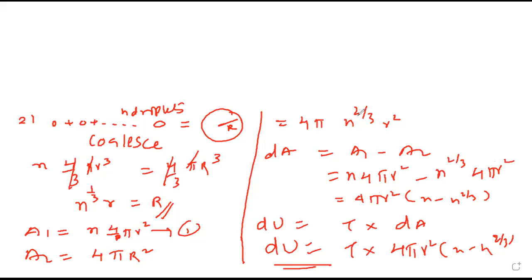So two formulas you have to remember. When a drop becomes droplets, then T into 4 pi capital R square, n raised to 1 by 3 minus 1, and when droplets combine to become a drop, then T into 4 pi R square, n minus n raised to 2 by 3. These two formulas you have to remember to solve numericals. Just go through it. See whether you have followed this.